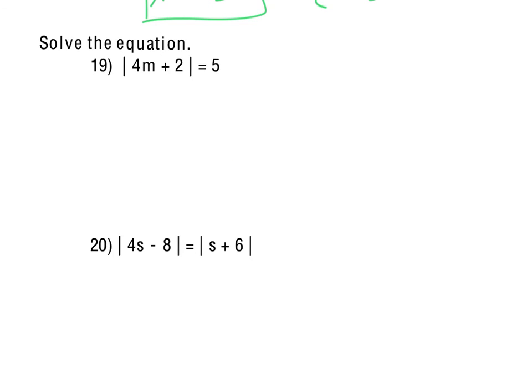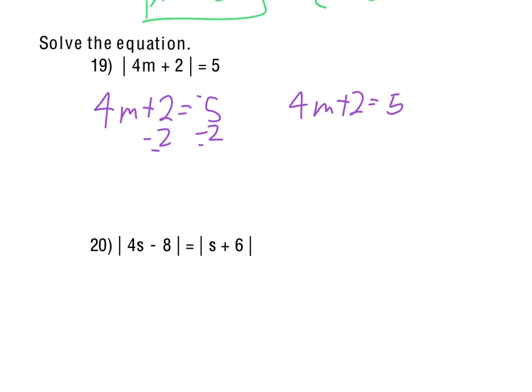And for number 19, we have the absolute value equals 5, so we can go ahead and set up our two equations here. 4m plus 2 equals negative 5 first, actually, and then 4m plus 2 equals positive 5. It doesn't really matter which one is which, but I just like to have the negative one first. We'd subtract 2 from both sides, so 4m equals negative 7. Divide by 4, m equals negative 7/4.